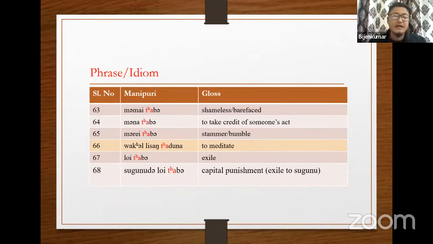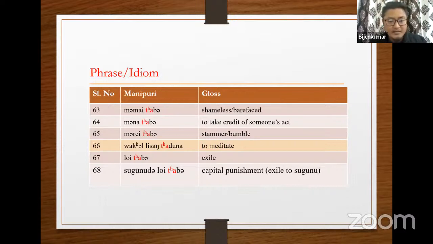Then Wakhal Lisang Tha Duna means having a deep thinking, or to meditate. Loi Thaba is the exile. And number 68 is a very interesting example, and recently only I came to know these things, like Sugnu the Loi Thaba. Actually, Sugnu is the name of a place in Manipur. Loi Thaba is to exile, to be sent for exile.